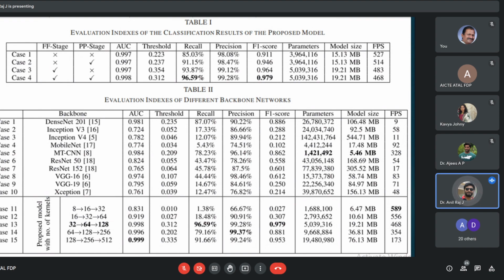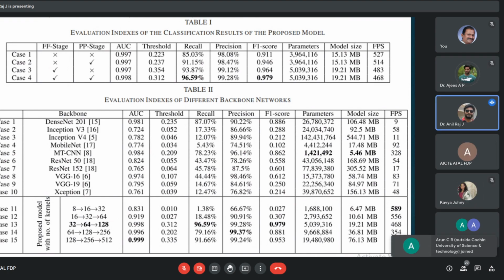Parameters means the number of parameters, the number of weights. Model size is the size of the model on the hard disk in MB, and FPS is frames per second, the performance speed. So these three evaluation metrics are fixed for evaluating the performance speed. There will be a trade-off between these accuracies and this type of speed.